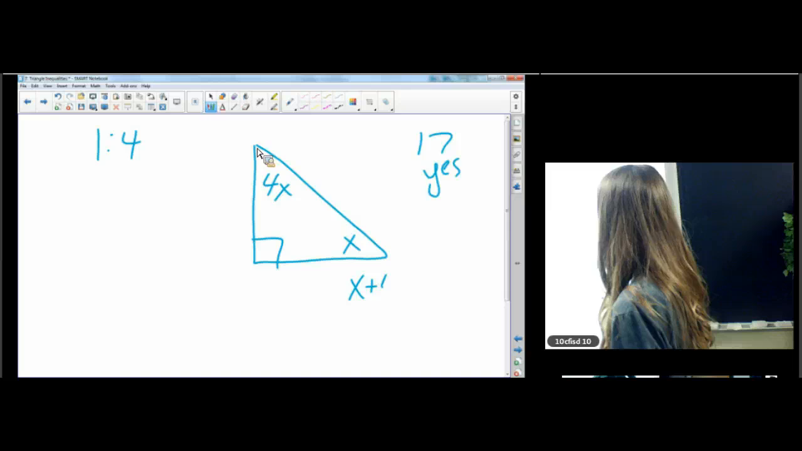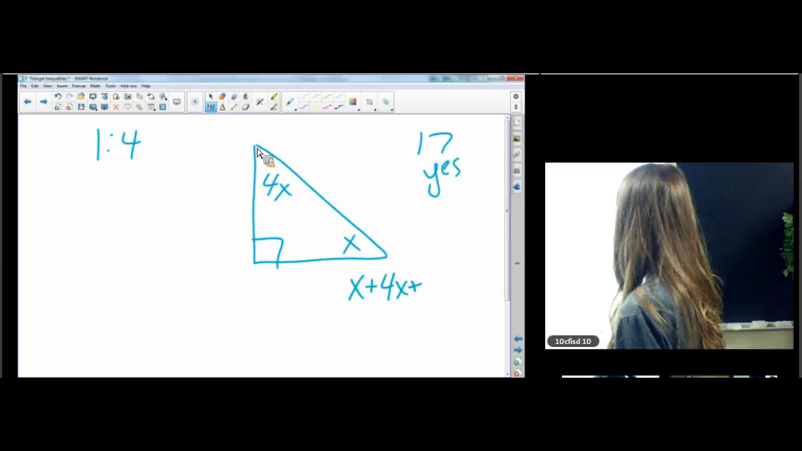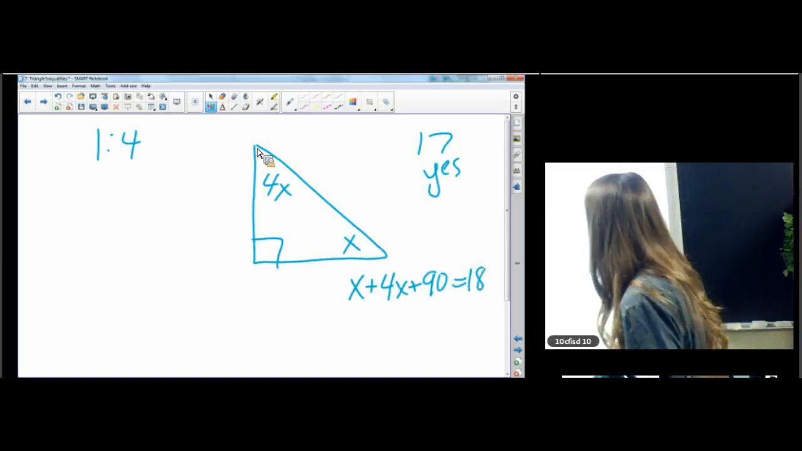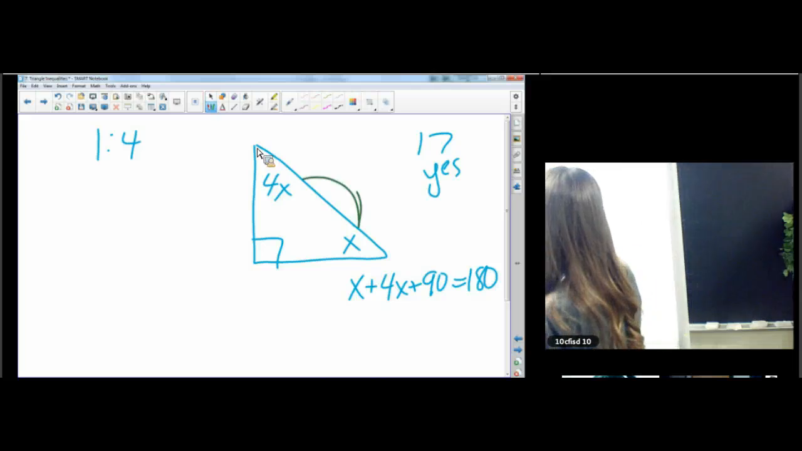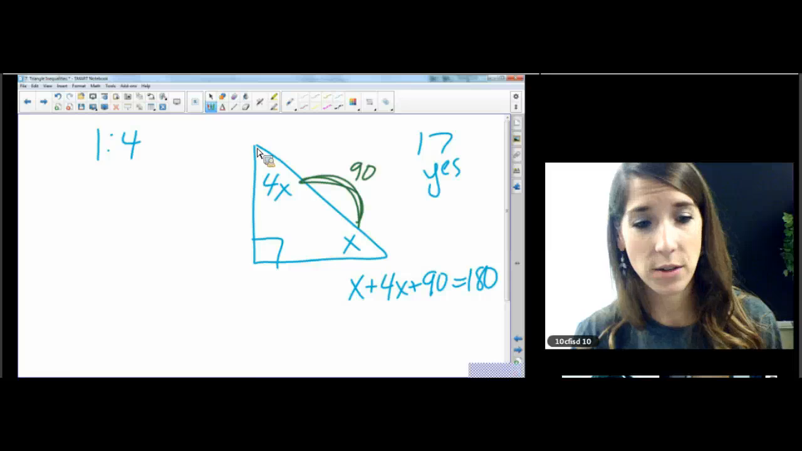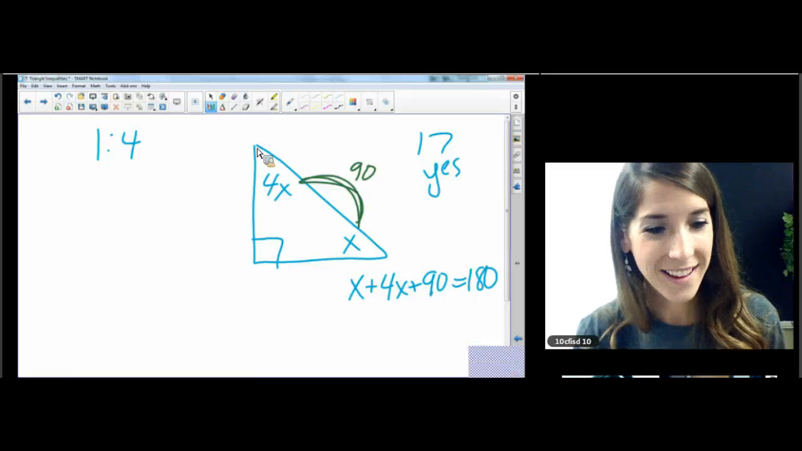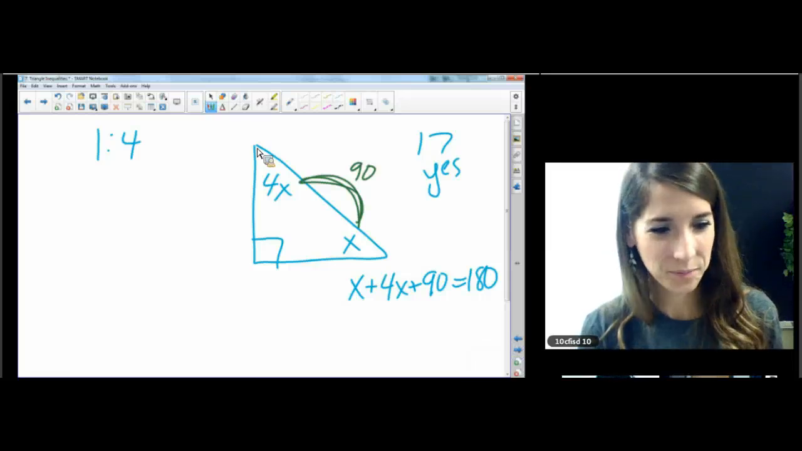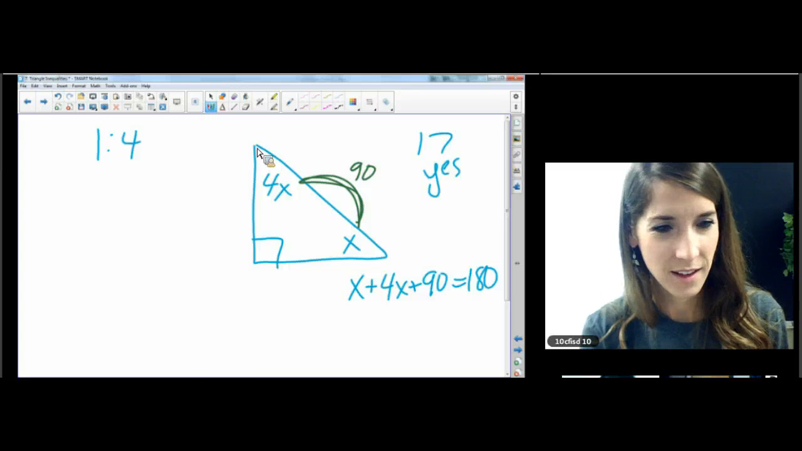x plus 4x plus 90 equals 180. Or maybe you already knew that the two acute angles of a right triangle always add up to 90, so you can just add those two to equal 90. Okay? Oh, you thought I was really angry? Okay. So that's that one.